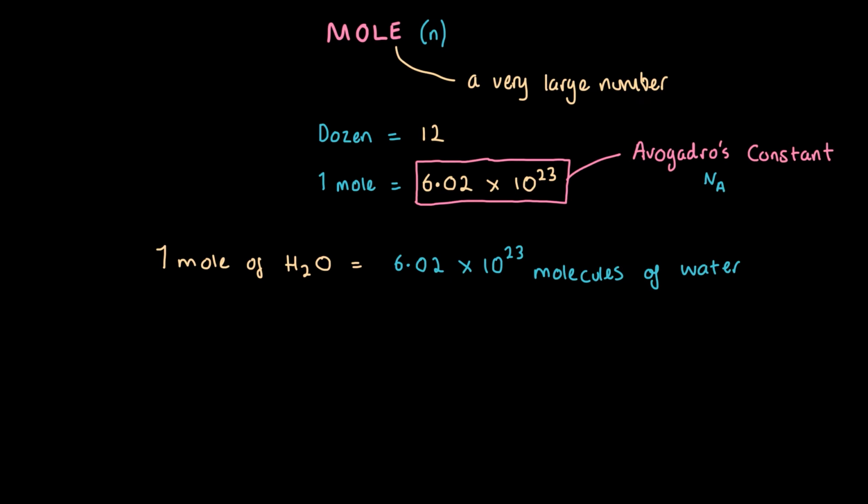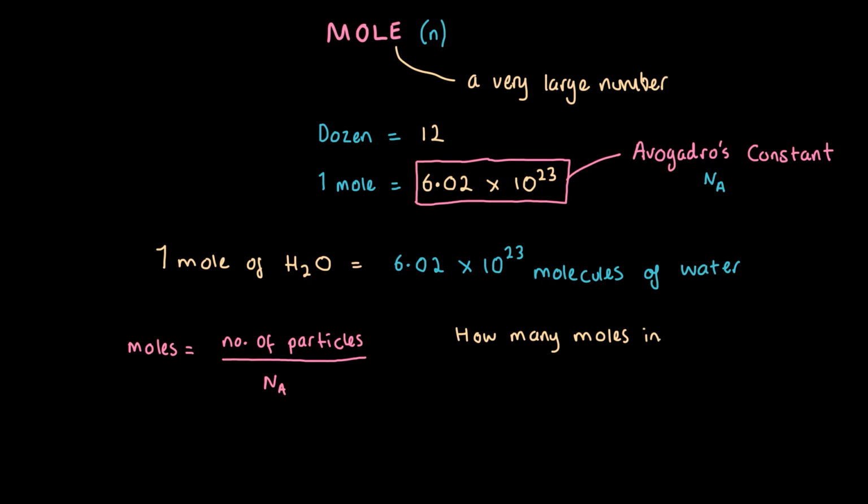And there is a neat little equation we can use to navigate between moles, particles, and Avogadro's constant. Moles equals number of particles over Na. For instance, how many moles in 1.98 times 10 to the power of 24 carbon atoms? Well, we take the number of particles, which is 1.98 times 10 to the power of 24, and divide this by Avogadro's constant, and the answer is 3.3 moles.